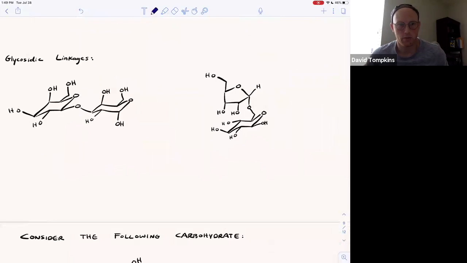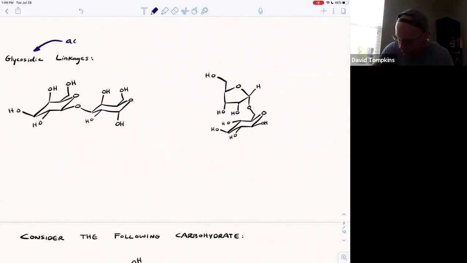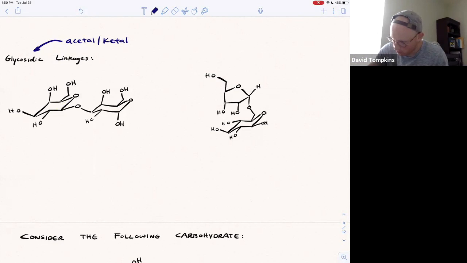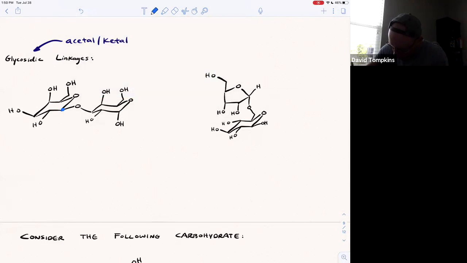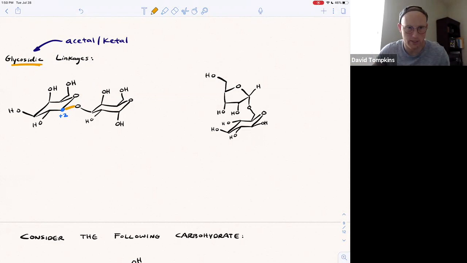So in this lecture now, I want to work through some classifications of glycosidic linkages, right? Remember that a glycoside is the carbohydrate term for an acetal or a ketal, where we're looking at this glycosidic linkage at the anomeric carbon. So the first step in identifying these is to find that carbon with a +2 oxidation state. And the glycosidic linkage is this oxygen-carbon bond here. I'll highlight it, that connects one sugar to the other in a disaccharide.